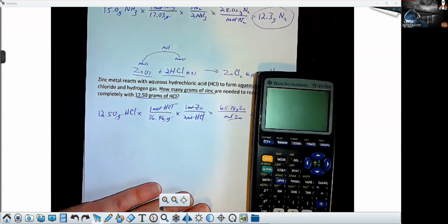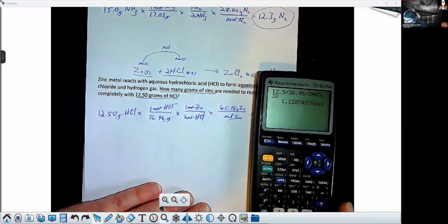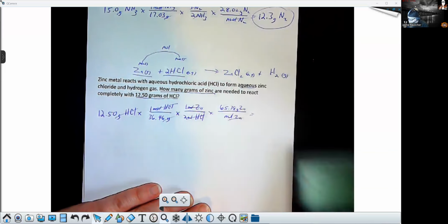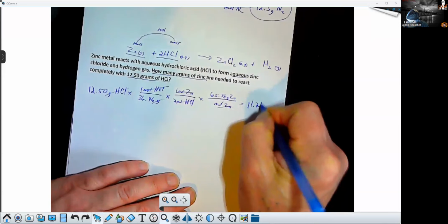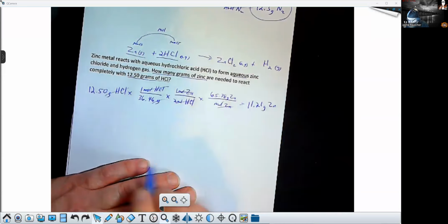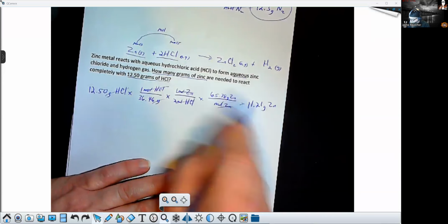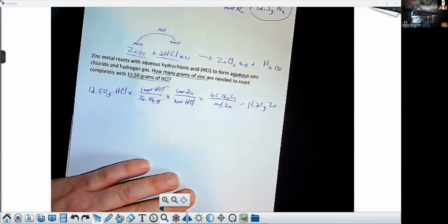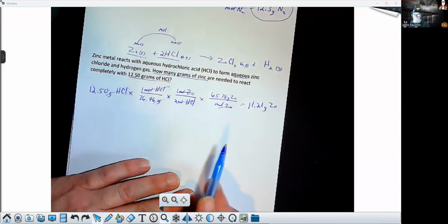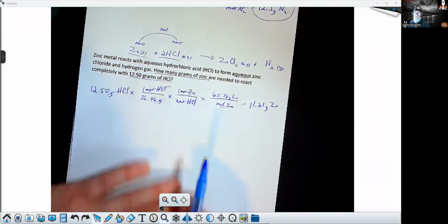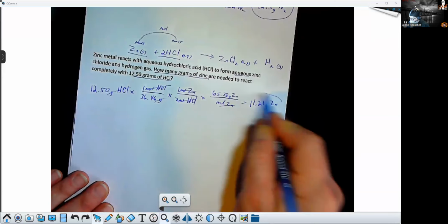All right. So 12.5 divided by 36.46 divided by 2, and then multiply by 65.38. And we get 11.21 grams of zinc. So we would need 11.21 grams of zinc to react with 12.5 grams of HCl. And that makes sense because zinc is heavier than HCl, right? So there we go.